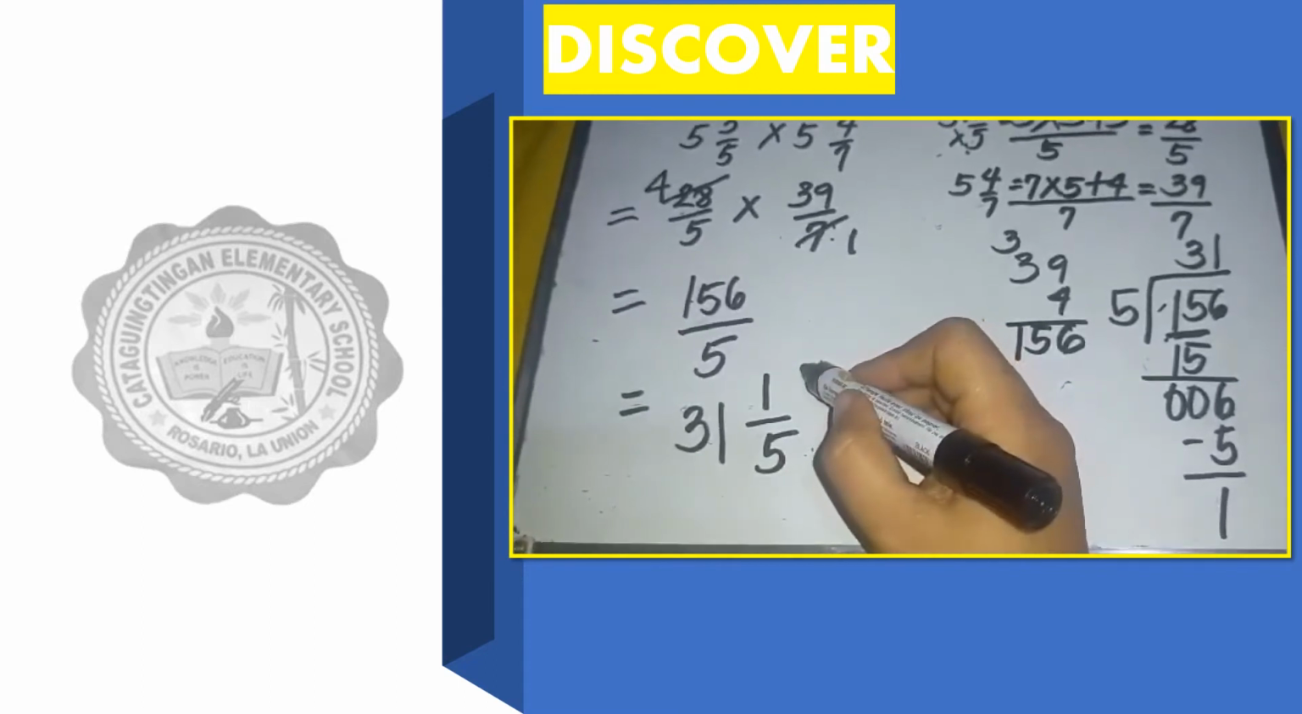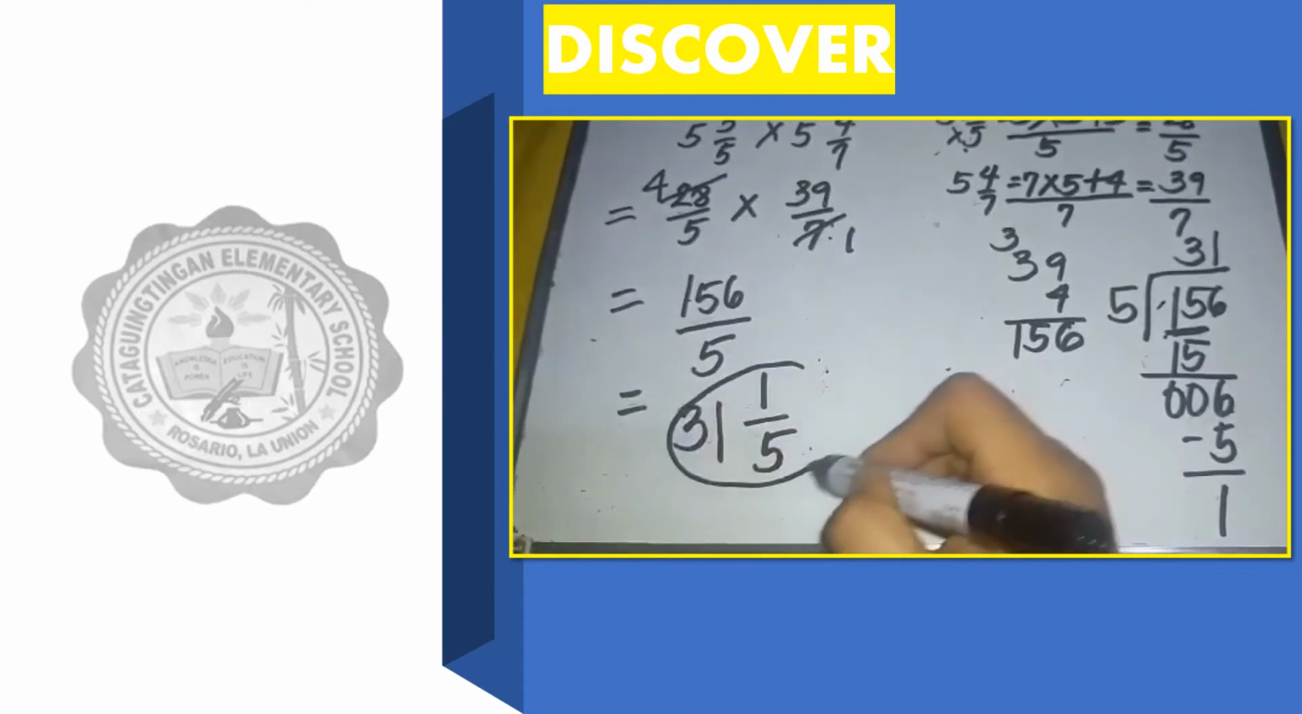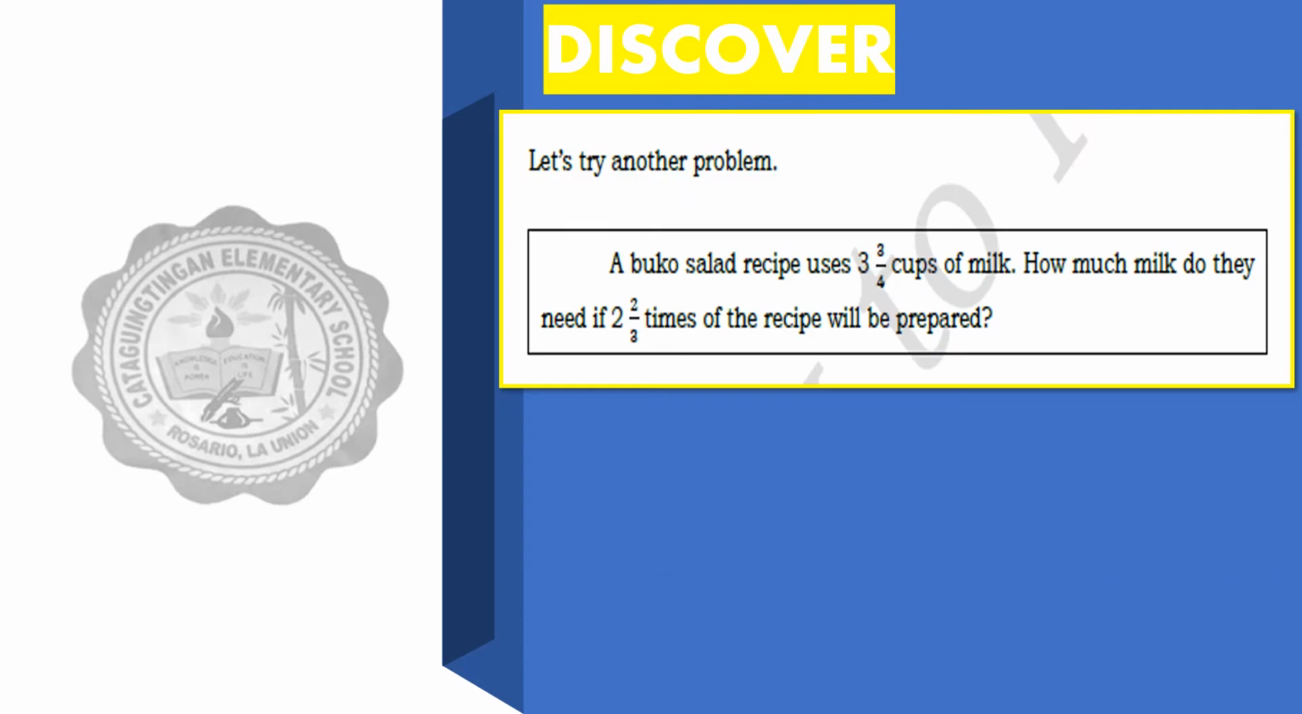Naintindihan po? Yan po yung sagot. Let's try another problem. Let us read. A buko salad recipe uses 3 3/4 cups of milk. How much milk do they need if 2 2/3 times of the recipe will be prepared?